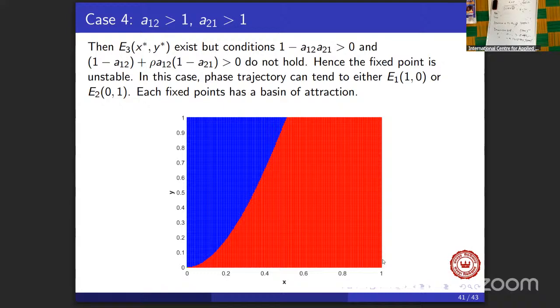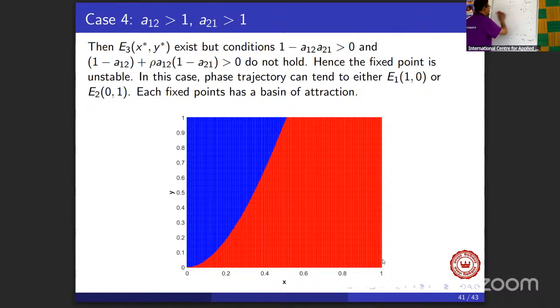See, in the continuous model system, we get a basin of attraction. From here, some trajectories go to the point E1, (1, 0), and another one to E2, (0, 1), because the interior equilibrium point does not exist. The system will be unstable. We get a result at a point.